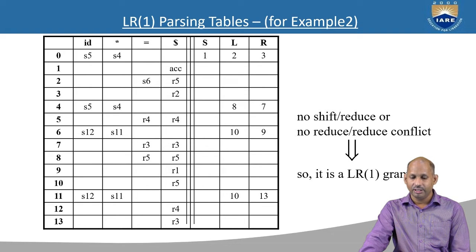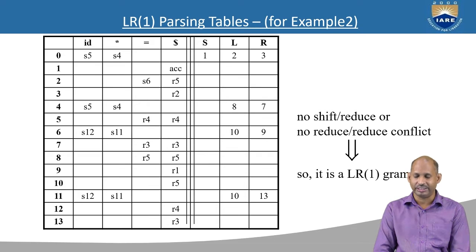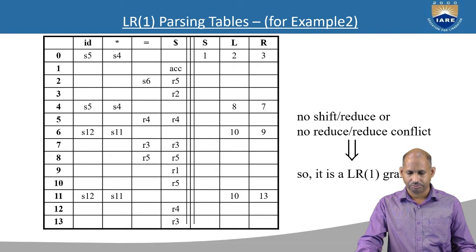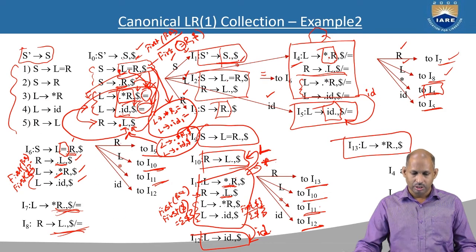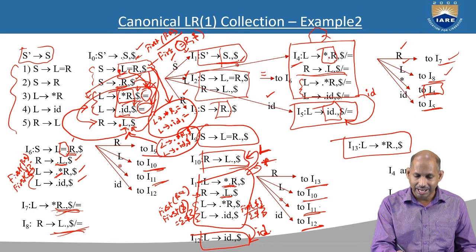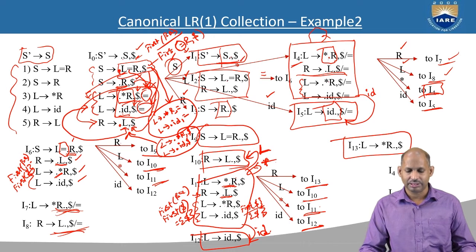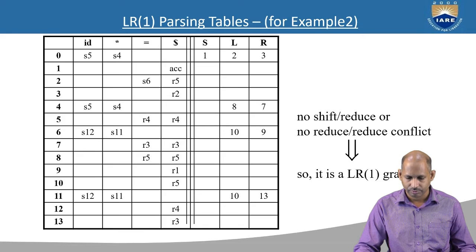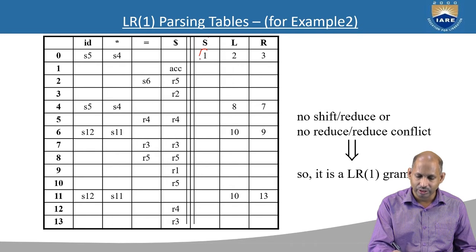Now, this is the LR(1) parsing table that we have to construct, from our previous example discussed for the construction of the groups of LR(1) items. Here I0 on S goes to I1. So on S it is going to 1.